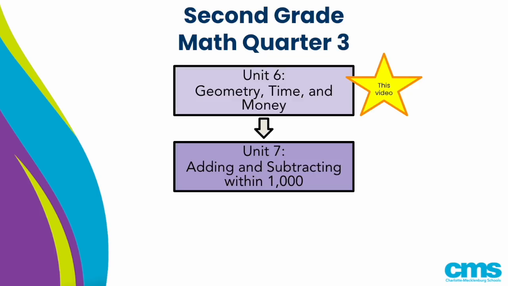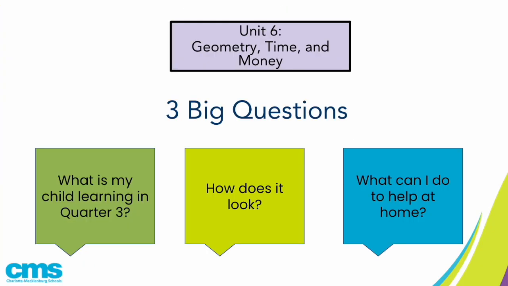Today we are going to be looking at Unit 6 with Geometry, Time, and Money. That's exactly what this video is on. The second video, where you've probably accessed the first one, includes adding and subtracting within 1,000. And these are the two big areas of study for quarter 3 for second graders. So of course our video today, the goal is to answer these three big questions: what are we learning in quarter 3, what does it look like, and what are some ideas of things you can do at home.